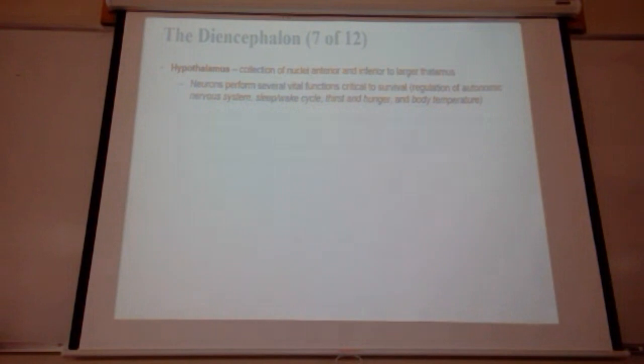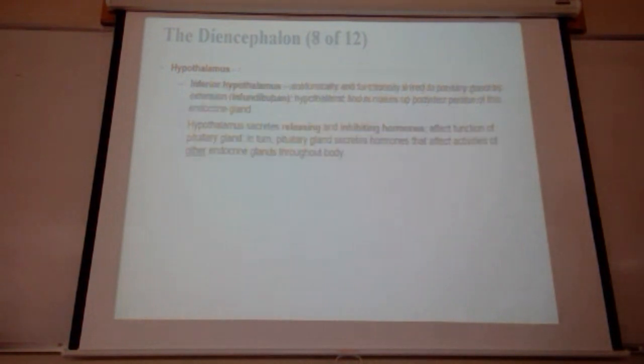The hypothalamus is found inferior to the larger thalamus. Its neurons perform functions critical to survival: regulation of the autonomic nervous system, the sleep-wake cycle, thirst, hunger, and body temperature. If I have time later, we'll talk about a couple of very interesting sleep disorders, but I want to make sure I have time to cover everything else first.